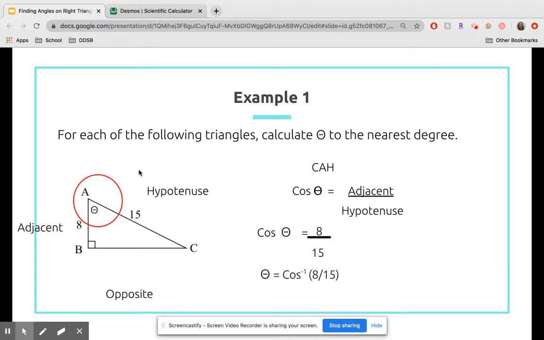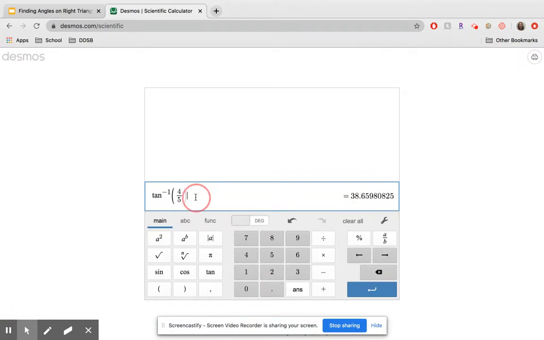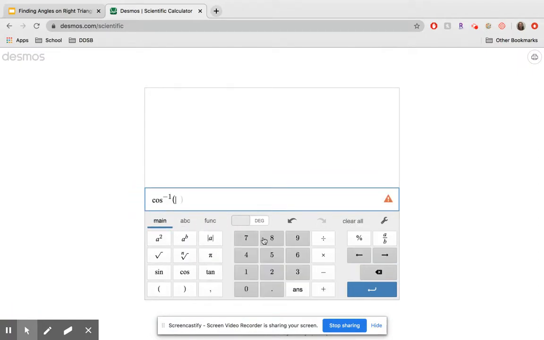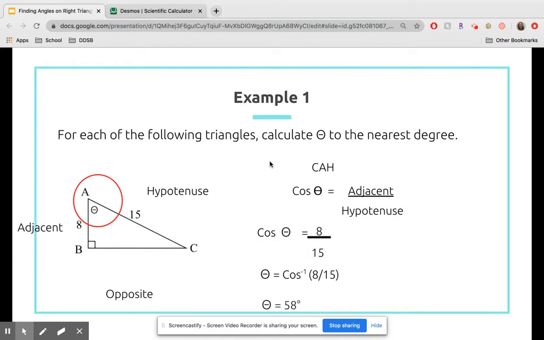We're going to bring that cosine to the other side, so it's cosine inverse, and I have my bracket 8/15. We can plug that into the calculator. So cosine inverse 8/15 gives me 57.769. We want to round this to the nearest degree, so we don't want any decimals. So we're going to round that 7 up to an 8. So my answer here would be 58 degrees.